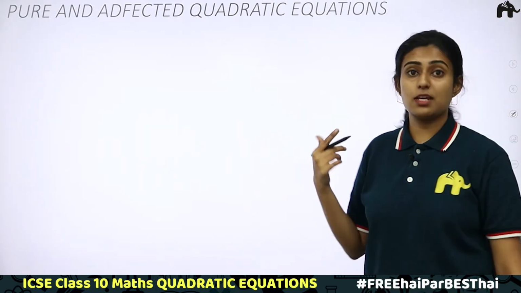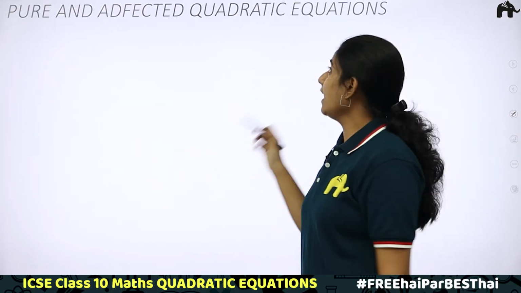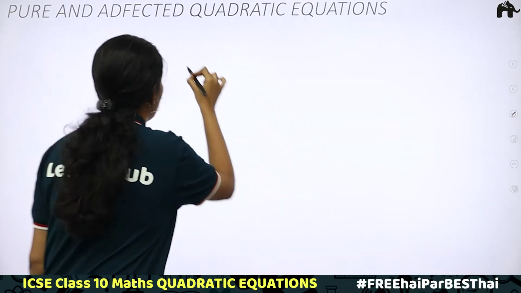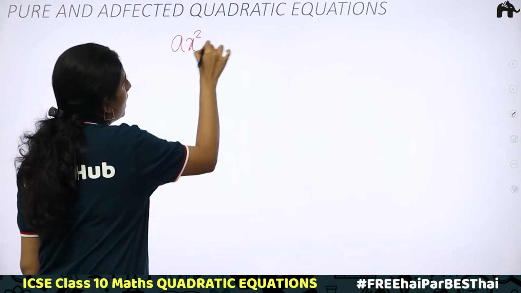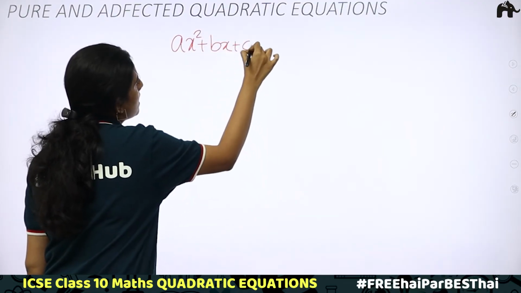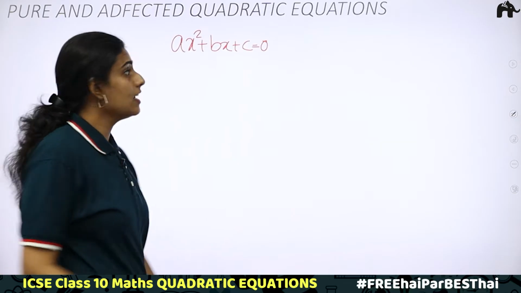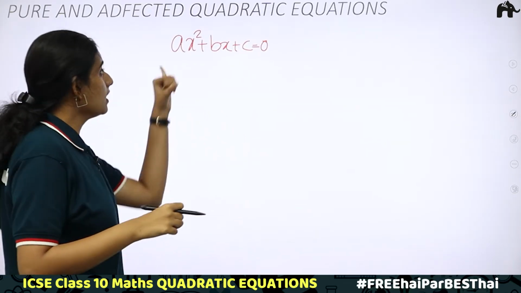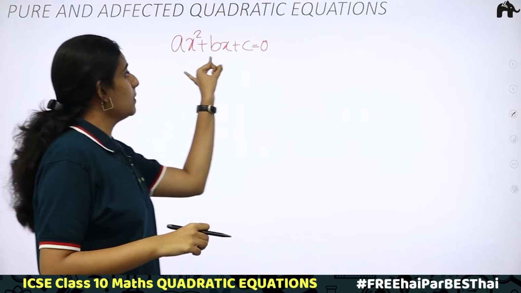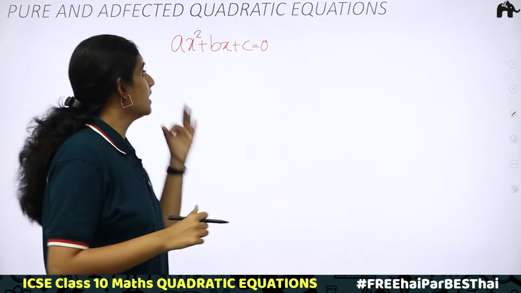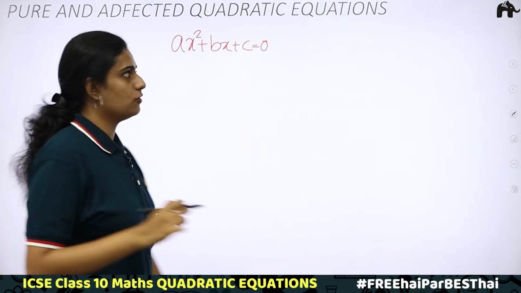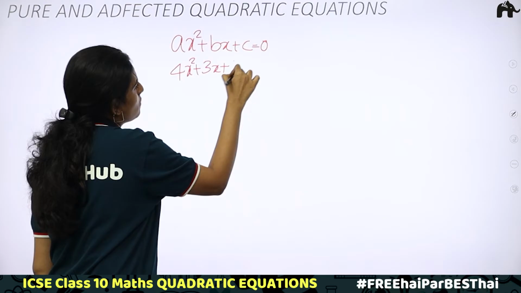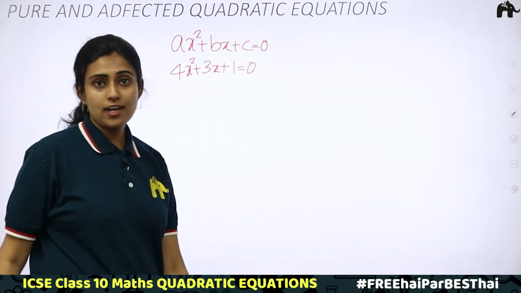We'll discuss 2 different types of quadratic equation: pure and adfected quadratic equation. What is the standard form of a quadratic equation? Quadratic equation is of the form ax square plus bx plus c is equal to 0. Here, the 3 conditions are: first, the highest degree of x should be 2. Second, a, b and c are real numbers. Third, a not equal to 0. For example, 4x square plus 3x plus 1 is equal to 0 is a quadratic equation.